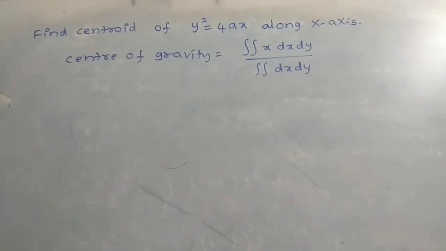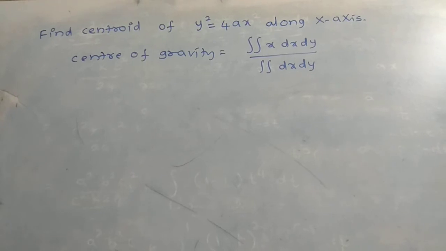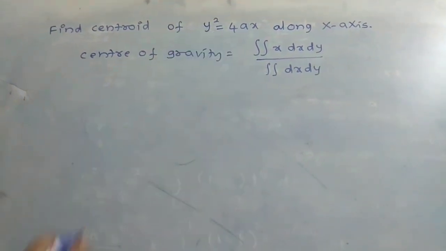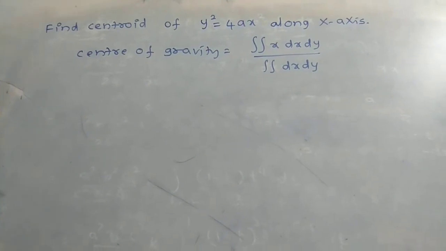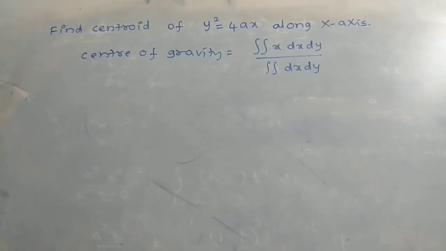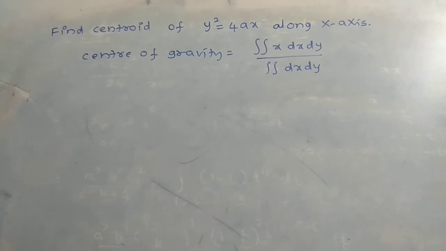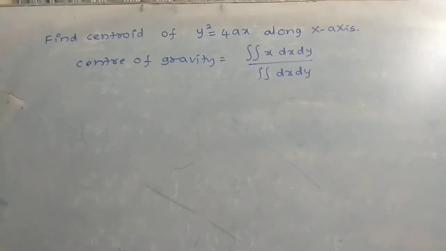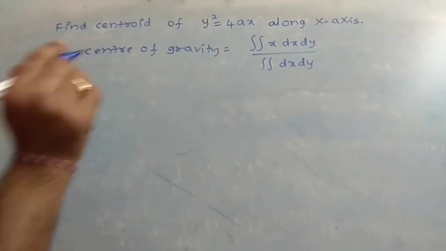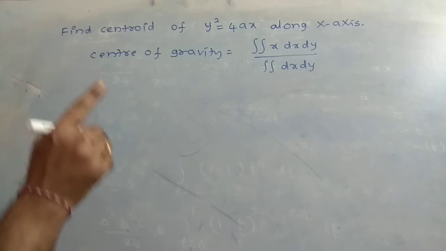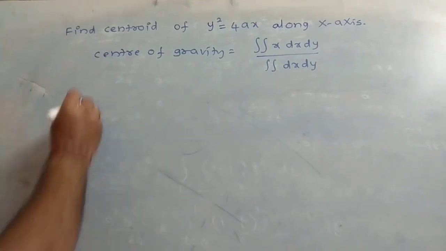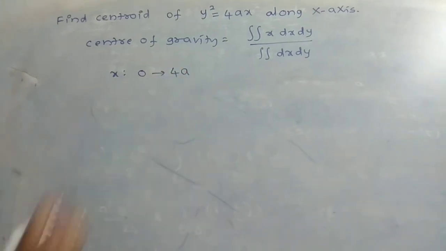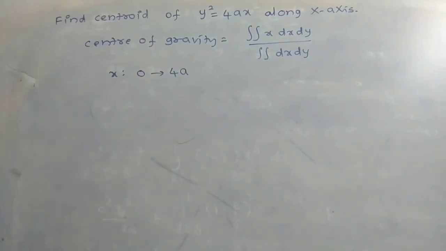So for the given equation, in order to calculate x limits, remember y square equal to 4ax is nothing but a parabola equation symmetric about the x-axis. In that case, the point touching the x-axis is nothing but x equal to 4a. That you need to keep in your mind. So based on that property, since it is intersecting at x equal to 4a, the x limits are generally taken as 0 to 4a. That is based on the property of parabola.